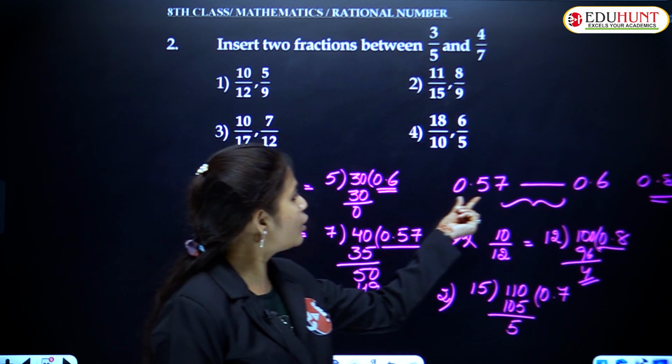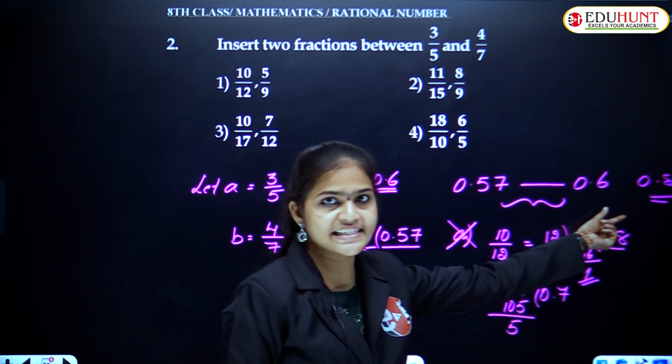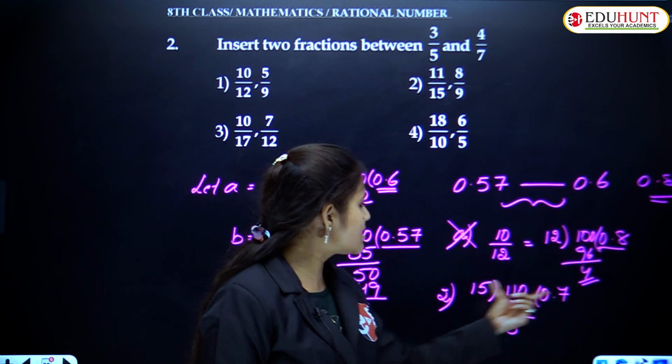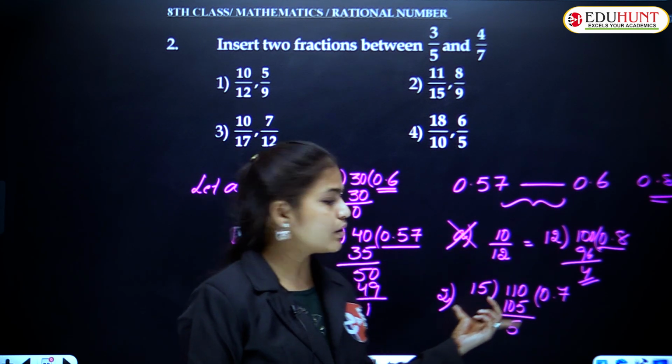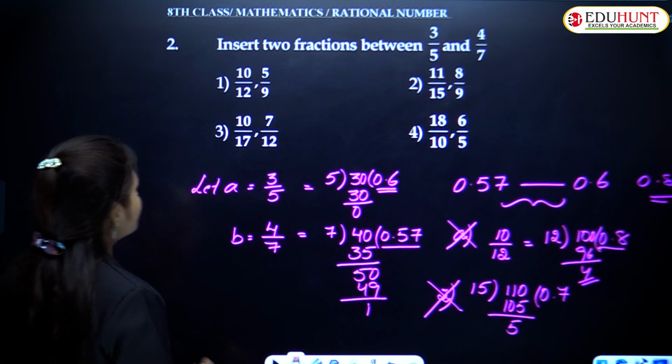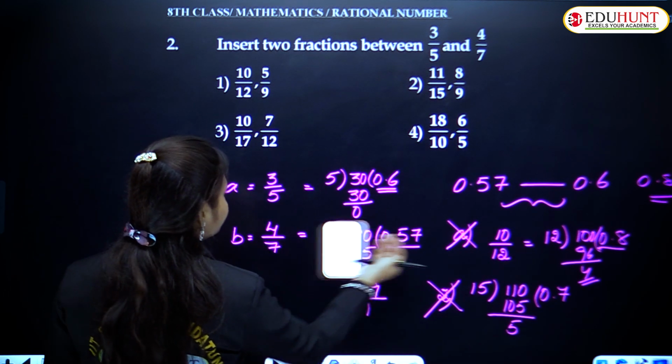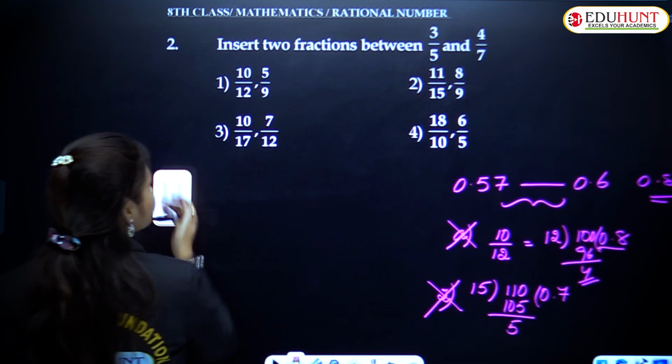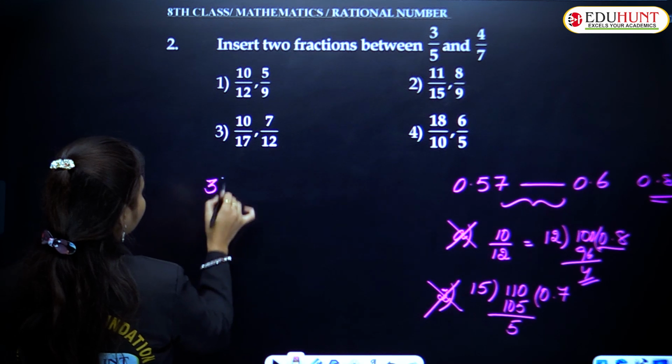Why? Because here 0.5 is there and here 0.6 is there. So that's why this is also not sufficient here. So no need to check that. So the second option is also wrong. Let us see the third one. What is the third option?